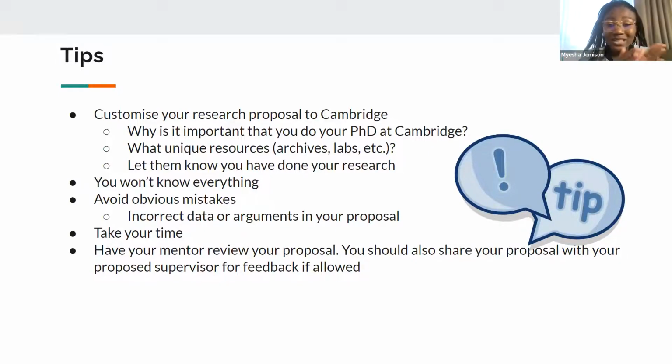Maybe your field is really niche, and there's only a small number of people who actually do research in the area that you do research. And perhaps those people, or at least one of those people, is here at the university. These are good reasons for explaining why Cambridge. Maybe the department you're applying to has a partnership with an organization that's doing innovative research. Think about why Cambridge, and say, oh no, this research needs to be done here and nowhere else. But also, if you can provide these reasons for why you're doing your research here, it shows them that you've done your research.